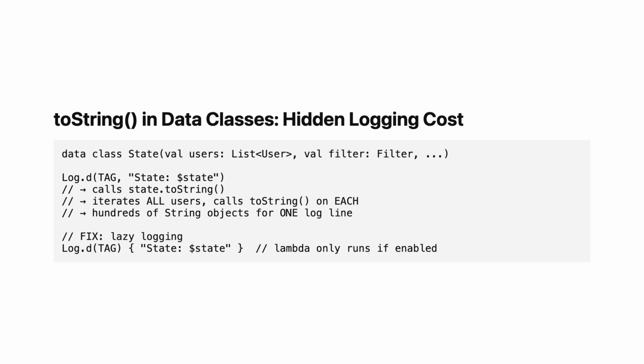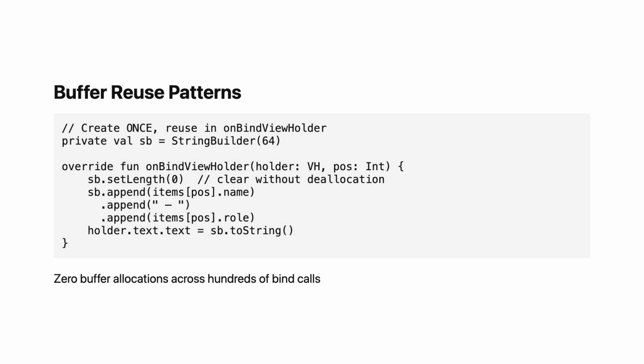Even worse, in production builds, if your logging framework checks the log level and decides not to actually output the message, the string was still created. The toString was still called. The allocation still happened. The fix: use lazy logging, log.d(tag) { state }. The lambda is only invoked if the log level is enabled. Or override toString on data classes that appear in logs to return only the relevant fields. Or simply do not log complex objects on hot paths.